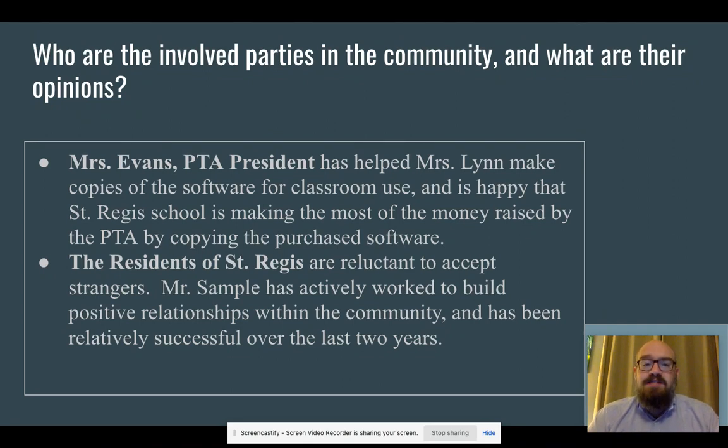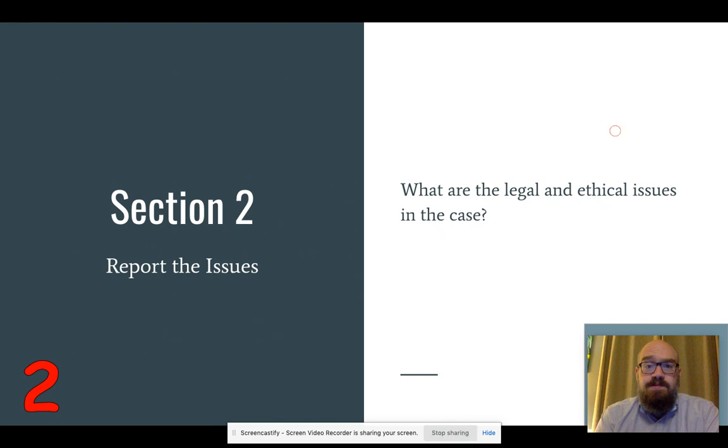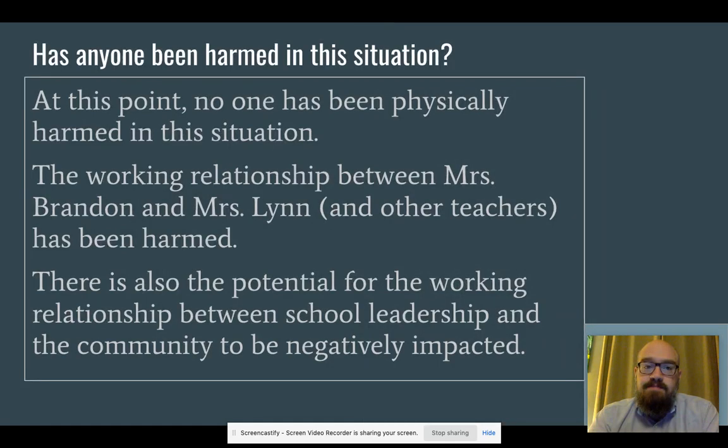St. Regis residents are reluctant to accept strangers. Mr. Sample, as the administrator, has actively worked to build positive relationships within the community, and he's been relatively successful over the last 2 years. So then after looking at the information, we want to look at the legal and ethical issues in this case.